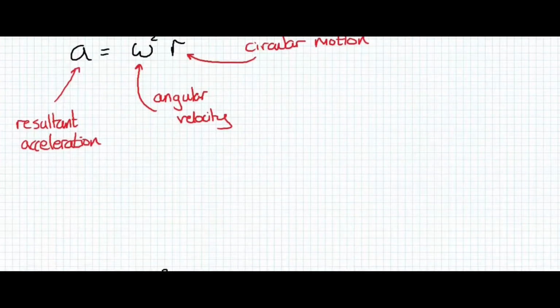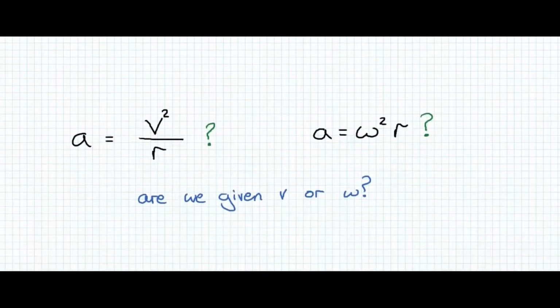So the question is, which equation should we use? And the answer is, it depends on what we're given. If we are given tangential speed, then we use the left-hand equation. If we are given angular velocity, sometimes called angular frequency, then we use the right-hand equation. And in both equations, r is the radius of the circular motion.